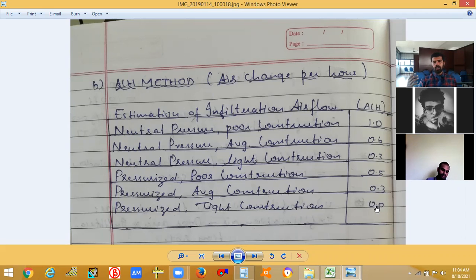So actually the ACH value depends upon the construction of the building. How the building has been constructed, by what material and how it has been constructed. It is neutral pressure or tight construction or average construction or poor construction. Depending upon that only this ACH value will change. So this is not light construction, it is tight construction. Okay, don't forget the third point.